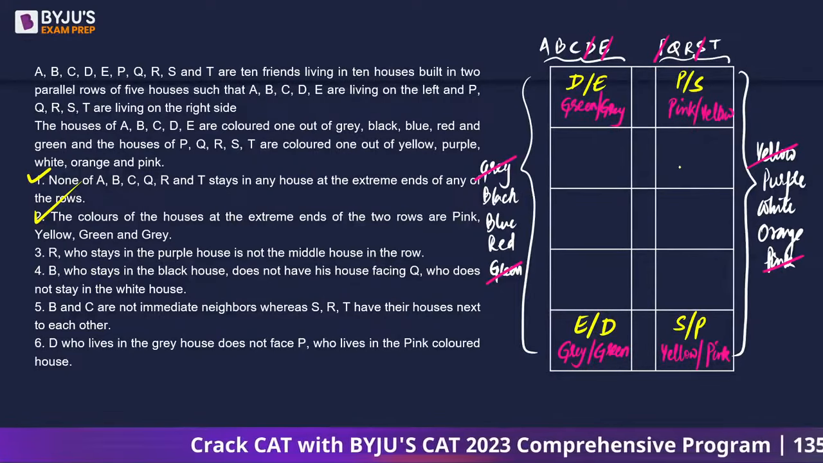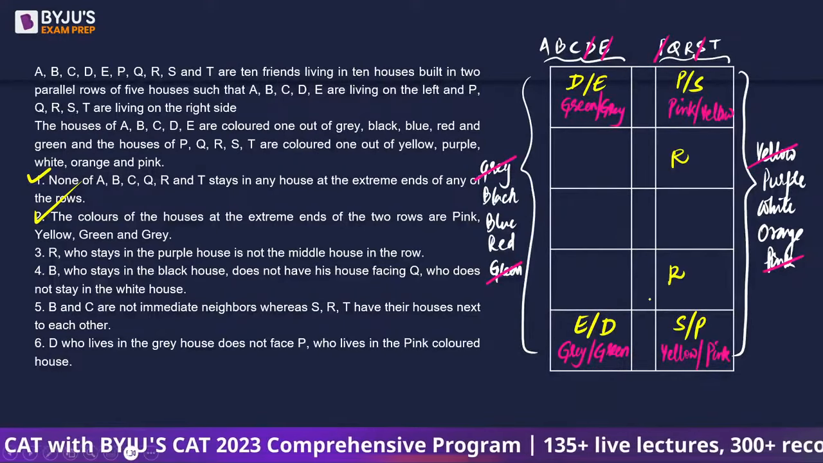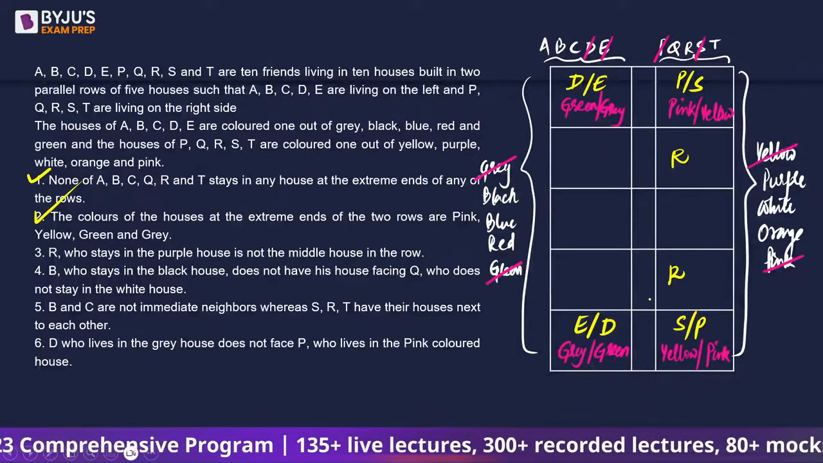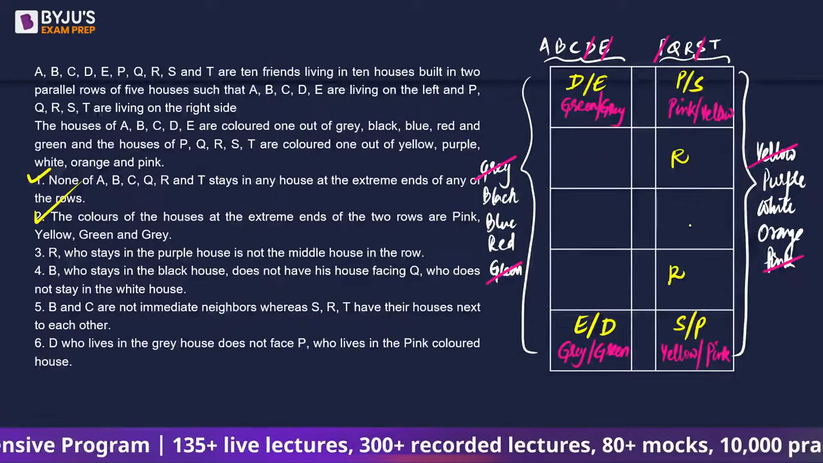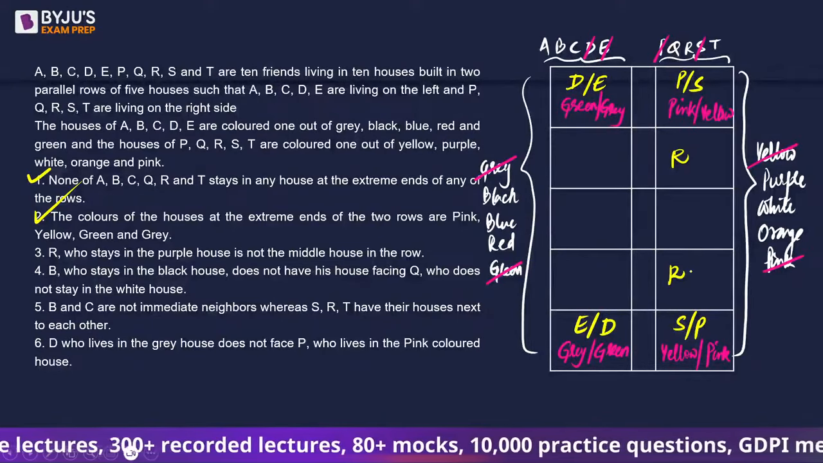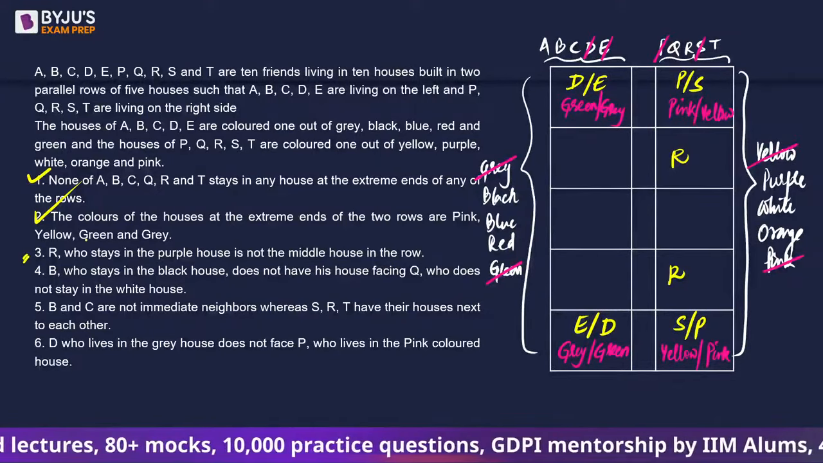So R is on the right hand side. R is going to be either here or here, and wherever R goes, purple goes. We don't know where R is because it doesn't stay in the middle one. So R is not there. R is at the second position from the top or second position from the bottom. So we really cannot conclude much. We will come back to the third statement later on.